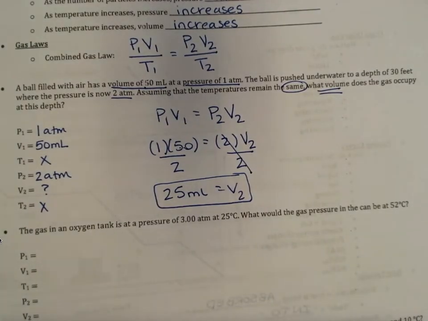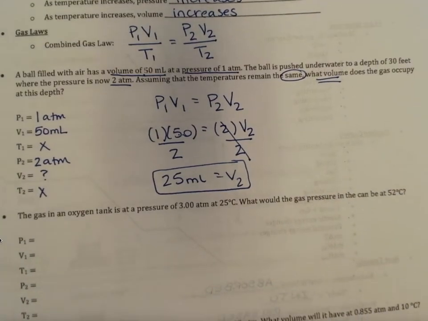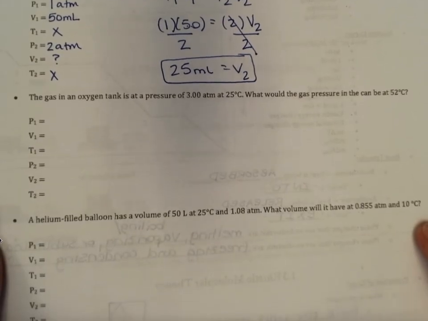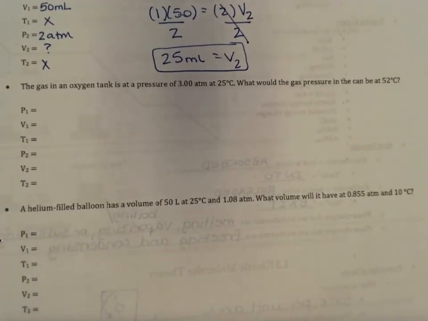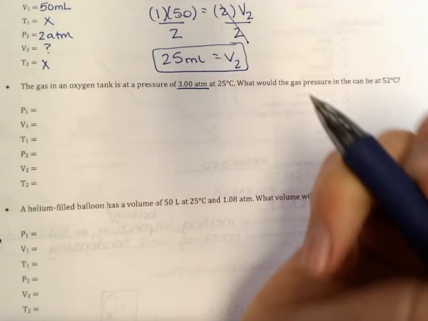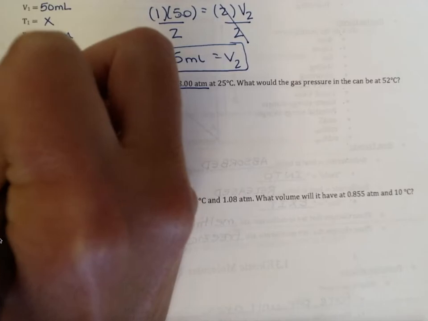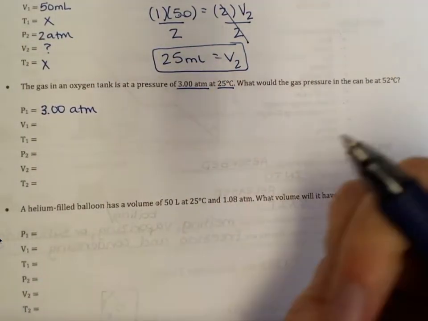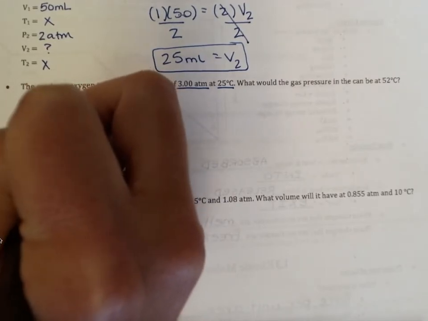Now let's do a little more complicated one, right? So our second question here says, the gas in an oxygen tank is at a pressure of 3 atmospheres at 25 degrees Celsius. So again, let's write our numbers down as we see them. A pressure of 3 atmospheres means this is 3 atmospheres. At 25 degrees C, that's a temperature, 25 degrees C.